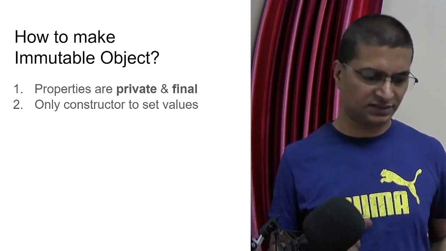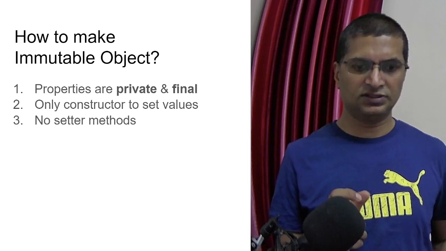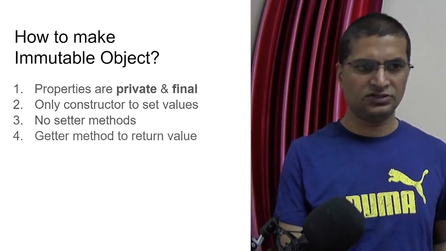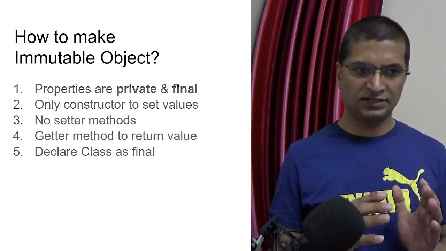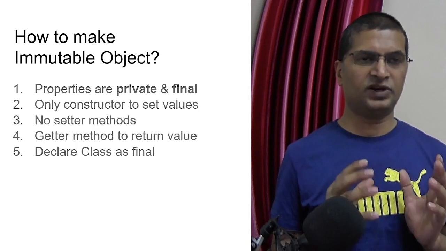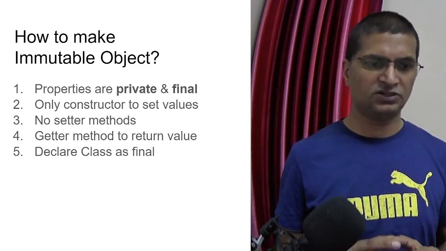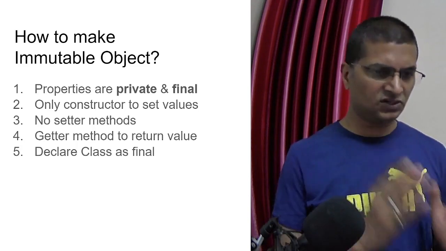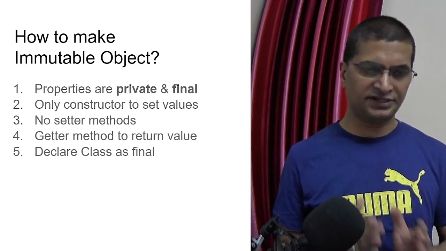I'll demonstrate that. And no setter method. Once we put in a setter method, someone can use that setter method to change the value. And declare the class as final. Otherwise it may be possible to override the class method to modify the value. Declaring a class as final does not allow the class to be extended further.